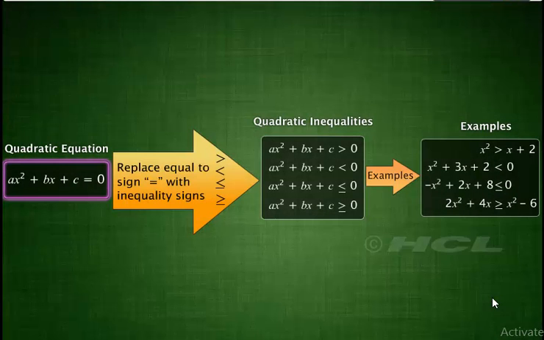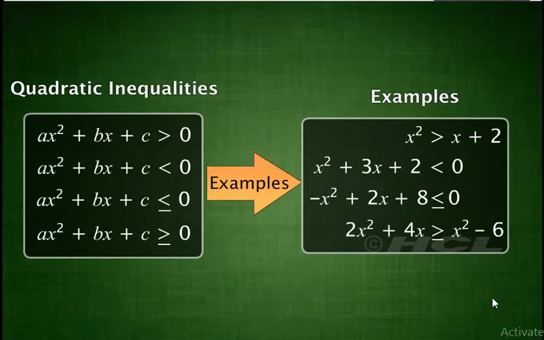Recall that a quadratic equation is a second-degree polynomial equated to 0. Now, if the equal to sign is replaced by any of the inequality symbols, then what we get is a quadratic inequality. Let's explore how to find the solution set of quadratic inequalities in one variable, both algebraically and graphically.